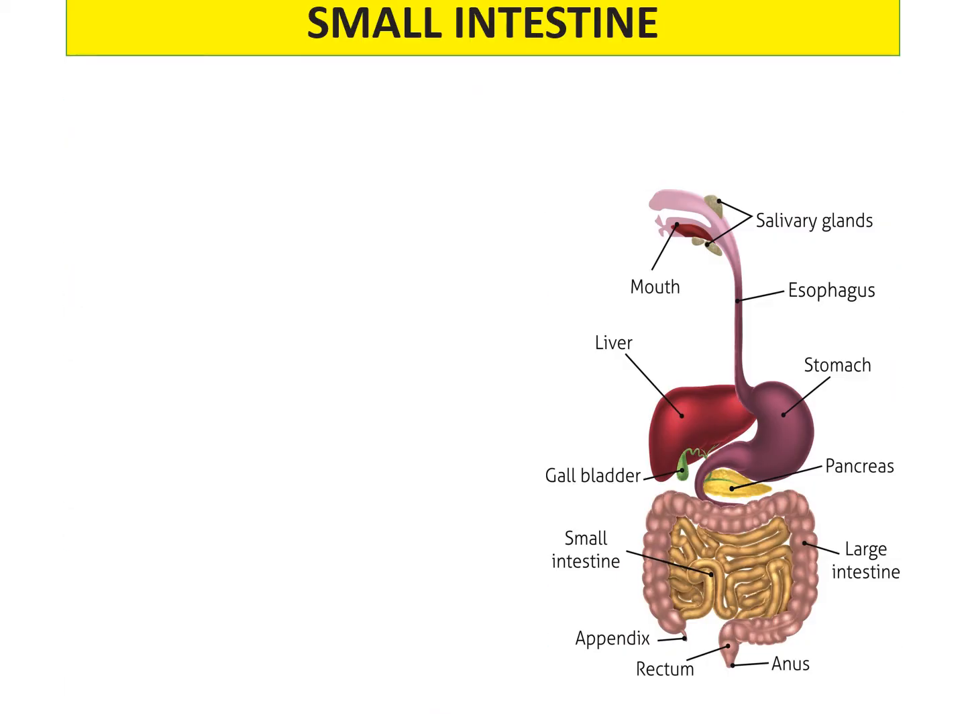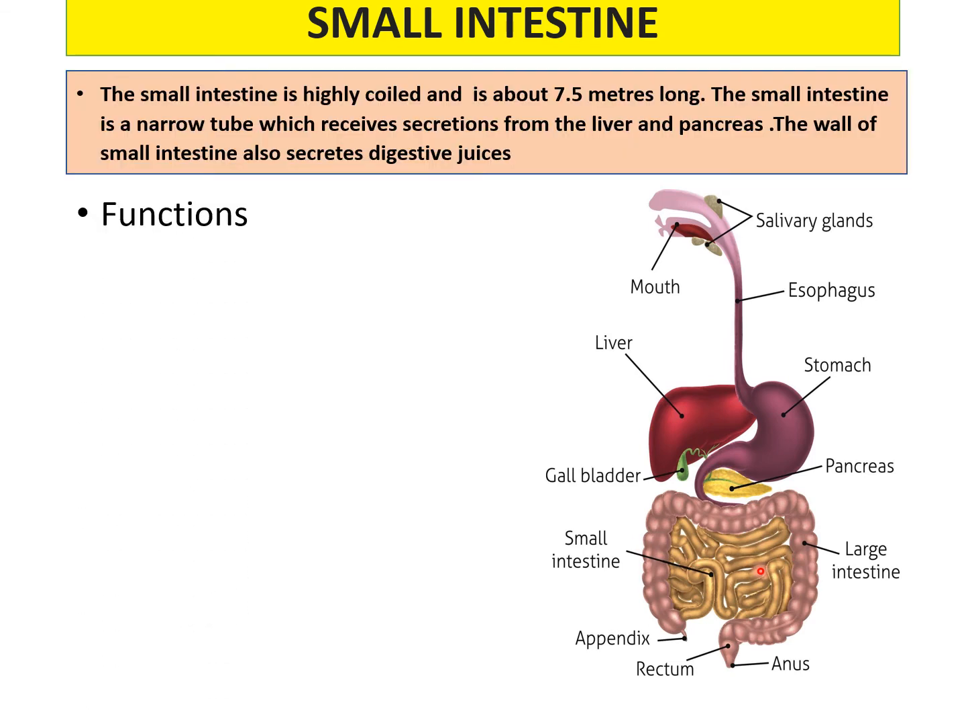Right? Now, after the stomach, here comes our small intestine. You can see, first from the mouth, food goes to the esophagus, then to the stomach, and then food goes into this yellow structure known as the small intestine, right? You know, students, the small intestine is highly coiled and it is about 7.5 meters long. Can you imagine? It is so long, right? And the small intestine is a narrow tube. It receives secretions from two glands, the liver and the pancreas. And the wall of the small intestine also secretes digestive juices which further help in the breakdown of the food, right?